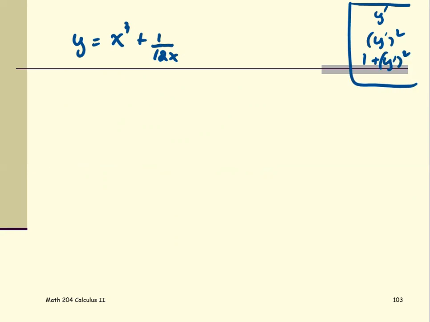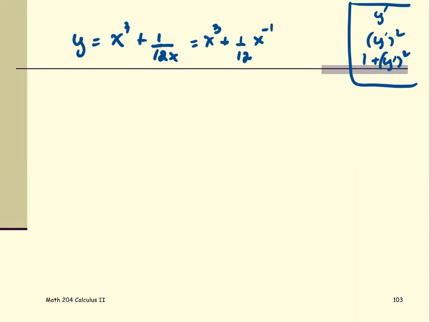From the terms that we have, y equals x to the third plus 1 over 12x, your goal is to find y prime, right? And then y prime squared, and then 1 plus y prime squared. To find y prime, I'm sure you know how to find the derivative of x to the third and 1 over 12x. Just to make it more manageable, I'm going to rewrite this as x to the third plus 1 over 12, x to the negative first, because I see the power clearly.